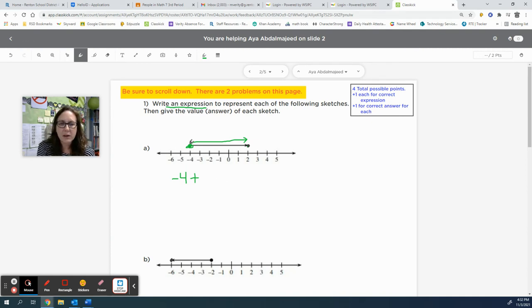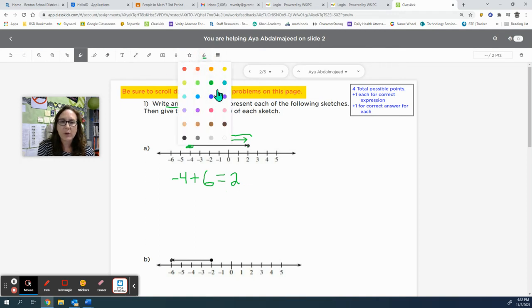we are adding 1, 2, 3, 4, 5, 6. So we are adding 6 place values, positive. So we're moving to the right, so it's positive. And then it ends at -2. So -4 plus 6 equals -2.